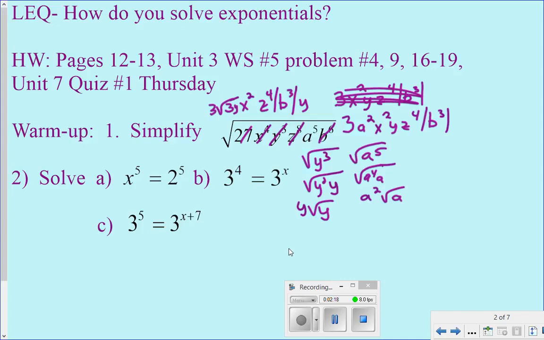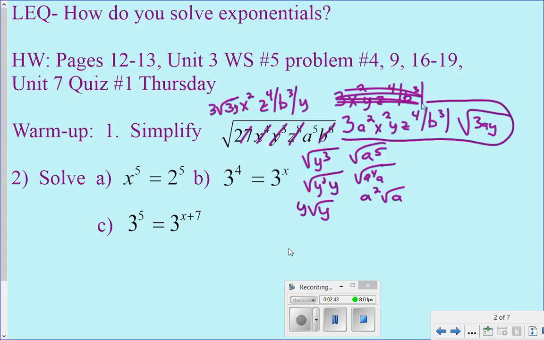Scratch that out. And then I have a square root, and I have a 3y x squared. Wait a second. No, the x squared's not underneath. Just 3y and a. So 3ay.